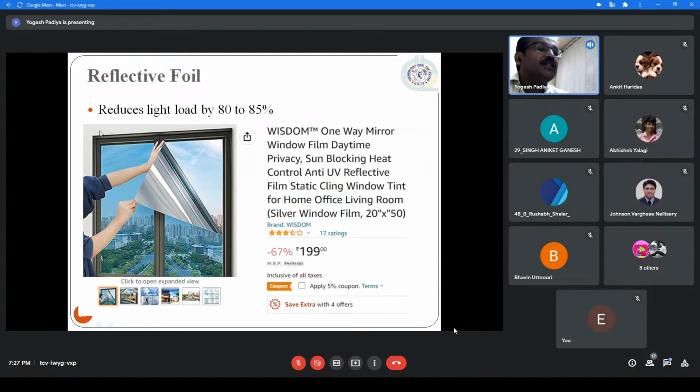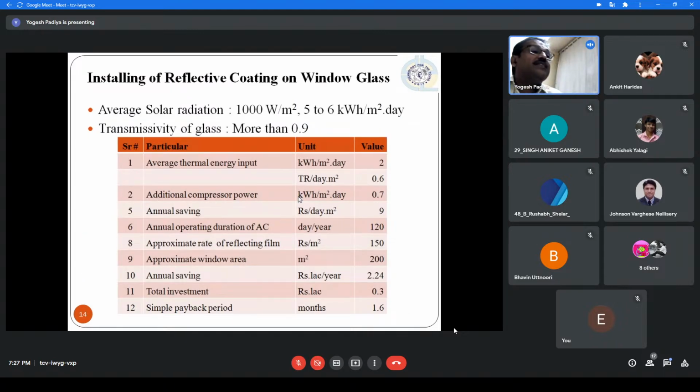It means all the sun energy is directly coming into my room, and it is increasing the heat load of the room. So if I put a reflective foil on the glass, all the sun energy falling on the glass will be reflected back rather than entering. Because of this, although the visibility will be reduced, the heat load on the AC will reduce. Let us see how much I can save.